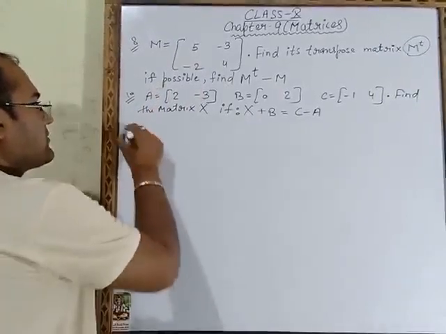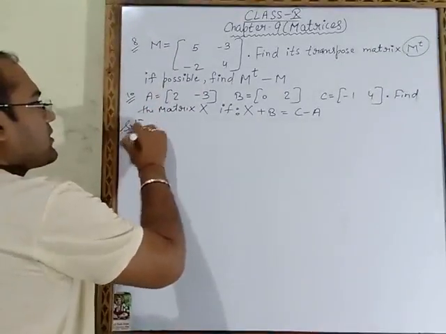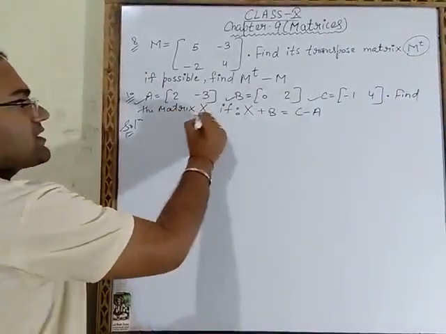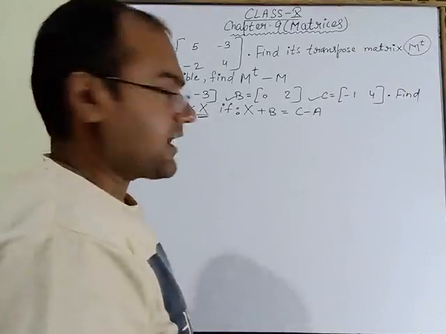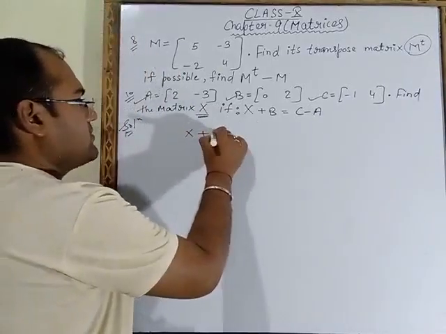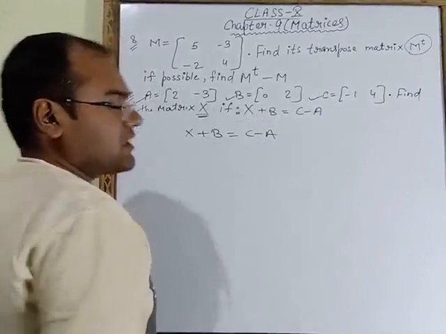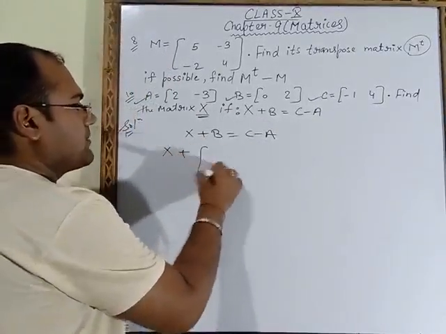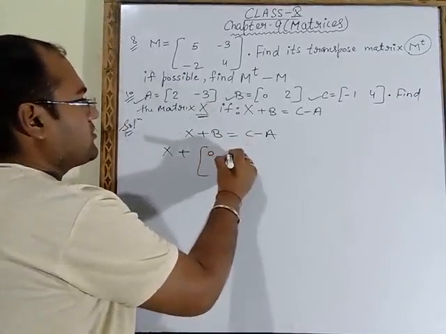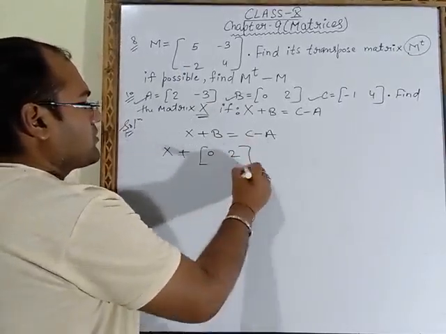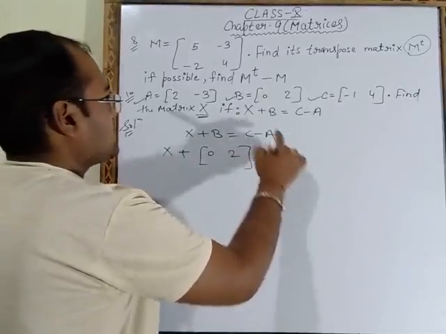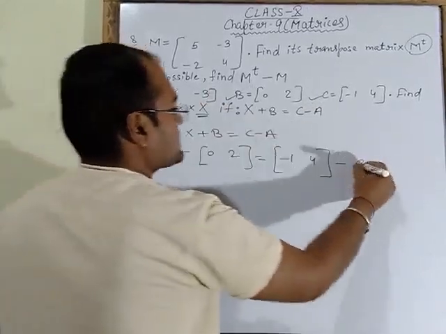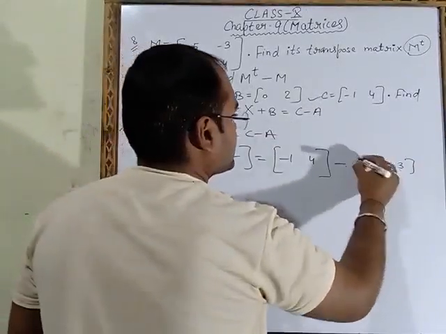Question number 10. A matrix, B and C matrix are given. We have to find the matrix X. And here he said X plus B is equal to C minus A. In order to find X, you have to put the values first. X plus B matrix, B matrix is 0 and 2, is equal to C matrix minus 1, and minus A matrix. A matrix is 2 and minus 3.